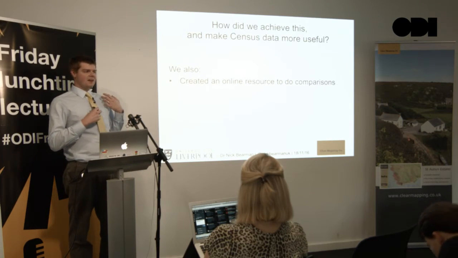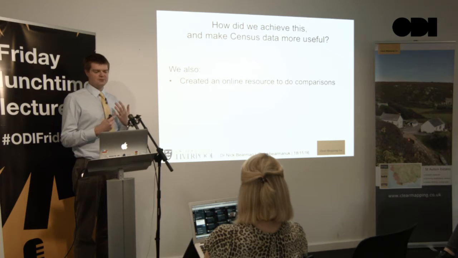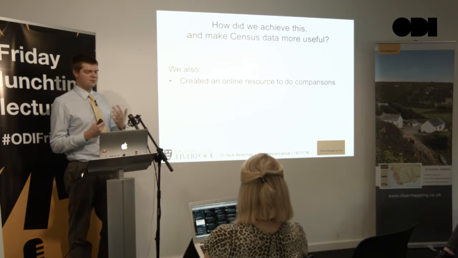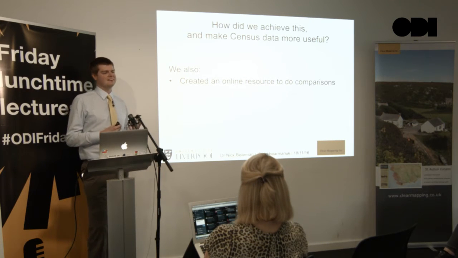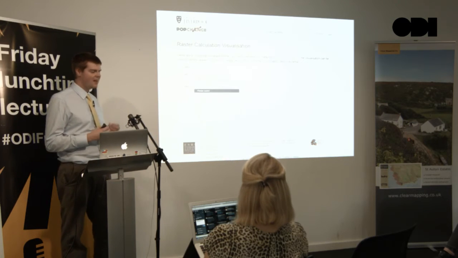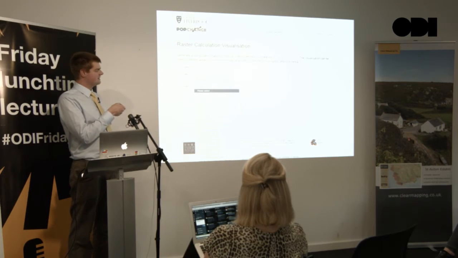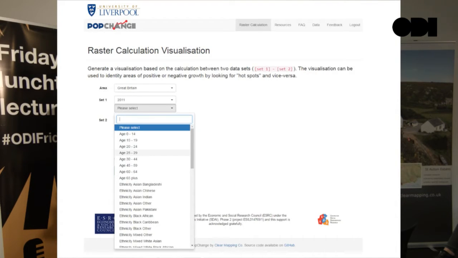And so we've got the data, which is great, but we also wanted to make it more easily available. So we created an online resource to enable people to do comparisons. So you can see how much, say, an area's population has changed over time, how the age groups have changed over time, and so on. And the online resource allows you to select which year you're interested in, and then also which variable you're interested in. So we've got age, we've got ethnicity, country of birth, health. There's a whole range, a whole list on there.